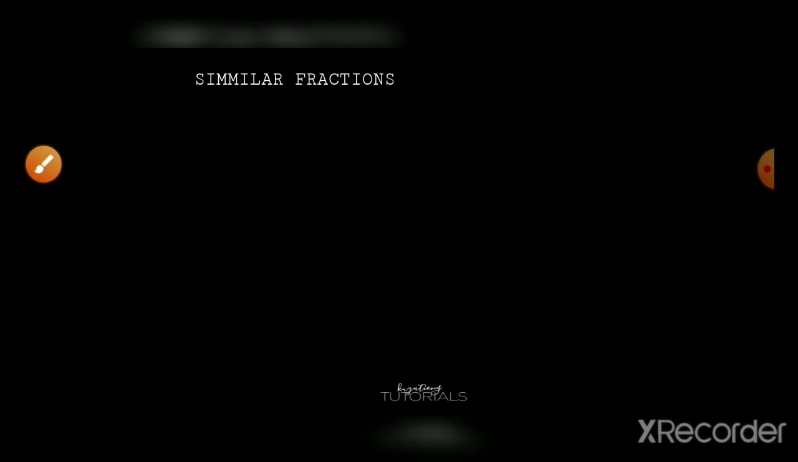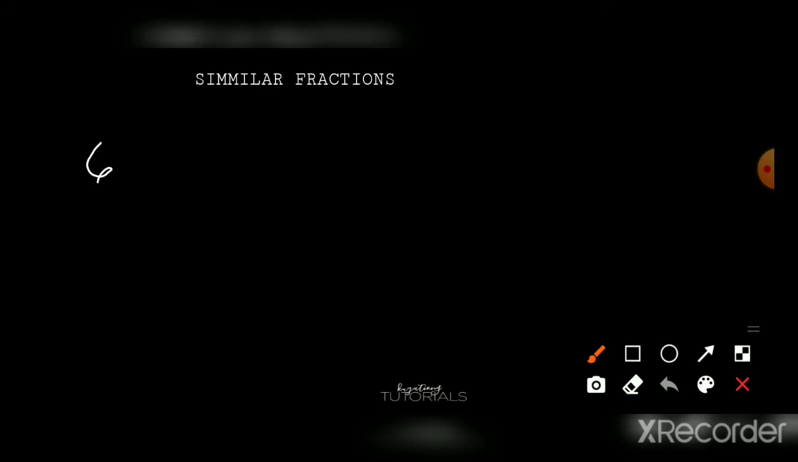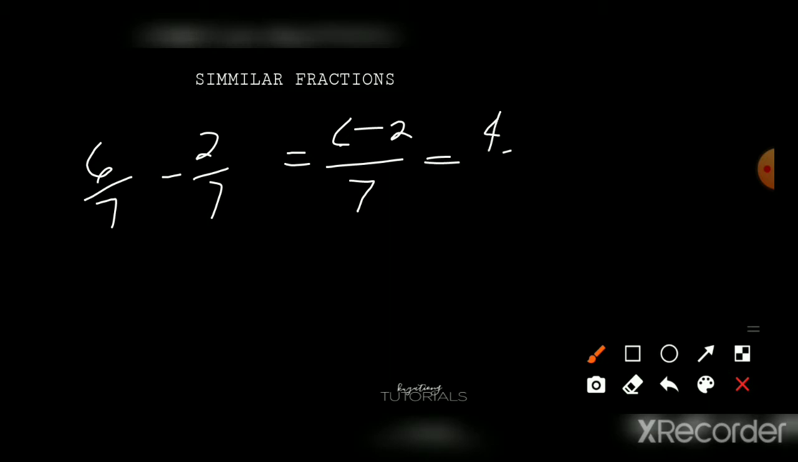Well, what if mag-subtraction ta, so mag-minus ta? So same ra nga process pero minus na. For example, we have 6/7 minus 2/7. So since pareha ang ilawom, just copy the denominator, 7. Then since subtraction man, subtract the numerator. So 6 minus 2, that is 4/7. Okay?